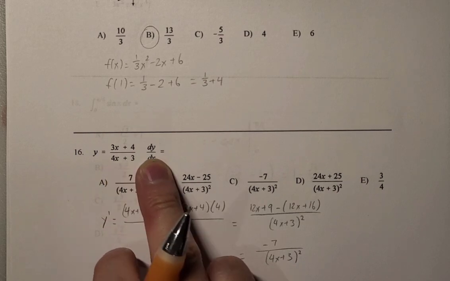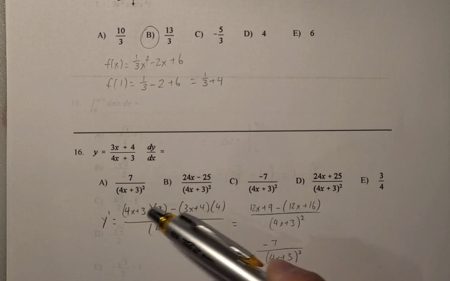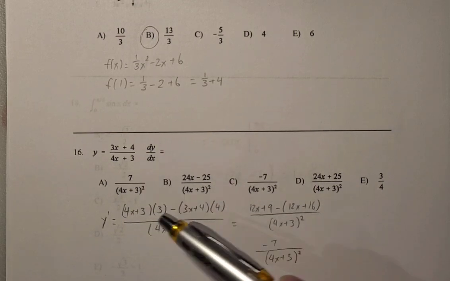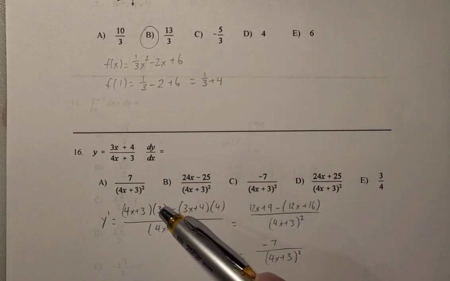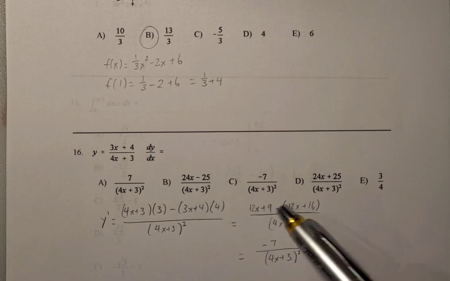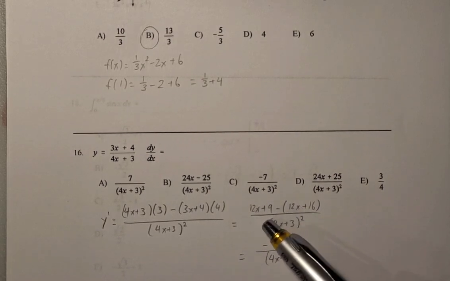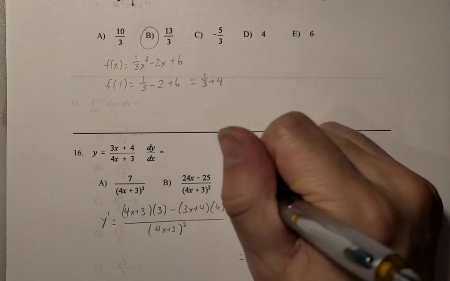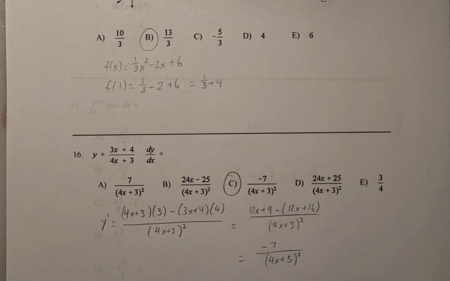y is the sky, dy/dx is what? So we need to use quotient rule here. So bottom d top minus top d bottom over bottom squared, right? So that's what I did over here. Now it's just a matter of simplification. I distribute this 3 to both terms, distribute this 4 to both terms. And I see I have 12x and this negative 12x can cancel. We have 9 minus 16 left, which is -7. And the bottom stays the same. That is C. The quotient rule: bottom d top minus top d bottom over bottom squared. That's how I remember it.